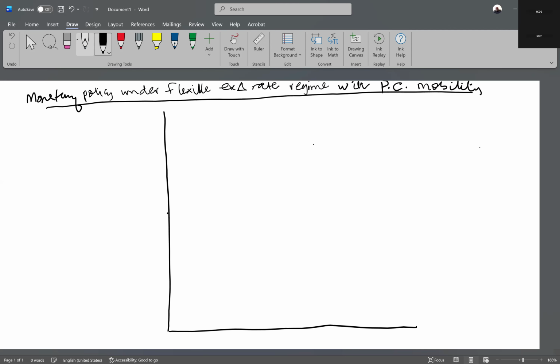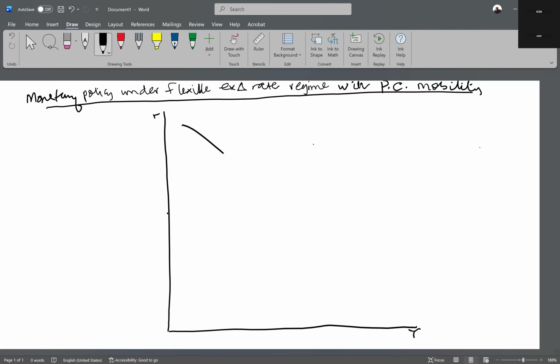Okay, so now let's look at monetary policy under flexible exchange rate regime with perfect capital mobility. As I've already indicated, monetary policy works effectively under flexible exchange rate regime, whilst fiscal policy works effectively under fixed exchange rate regime. That is why under flexible exchange rate regime, we realized that fiscal policy was not effective.